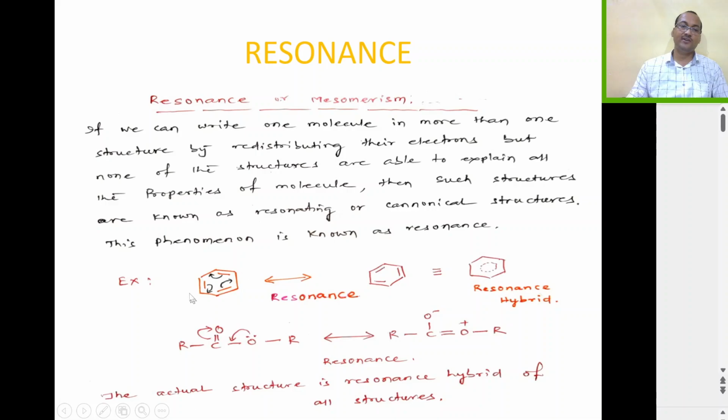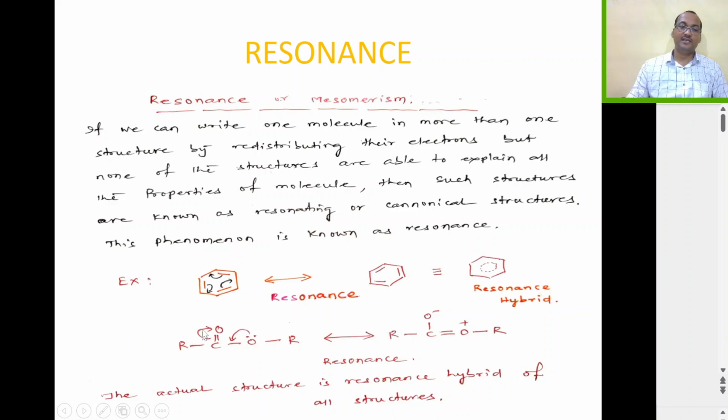As you can see here, the example is benzene. Here we have pi bond and pi bond. Now they will undergo redistribution of their pi electrons, so you end up with this structure. And this is the structure of the resonance hybrid.